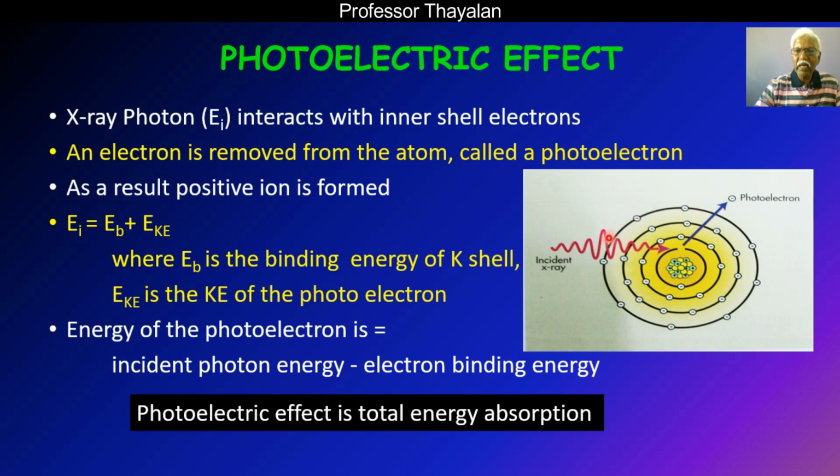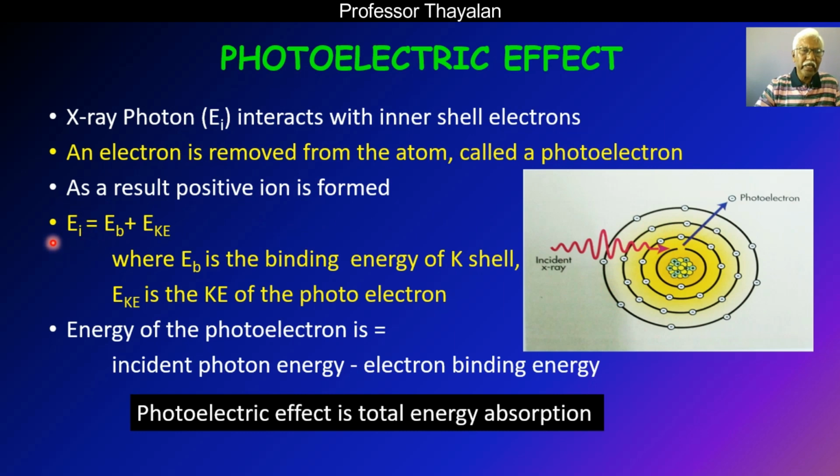Let us consider an atom. If an X-ray photon with the energy EI comes and interacts with the K shell electron like this, then what will happen? The electron is removed from the atom and the removed electron is called photoelectron. As a result, positive ion is formed. Since the atom loses an electron, it is ionized, so it is said to be a positive ion.